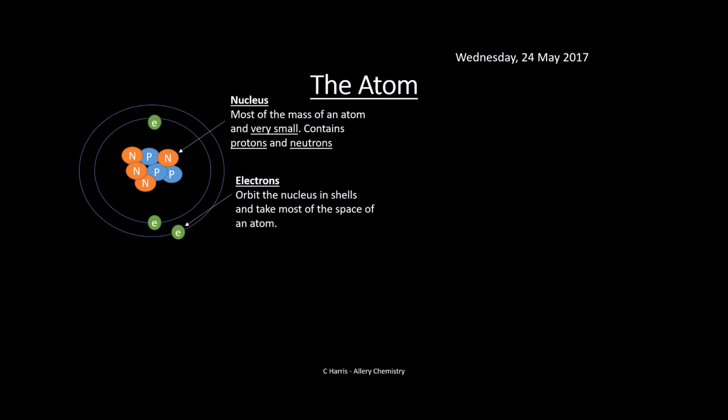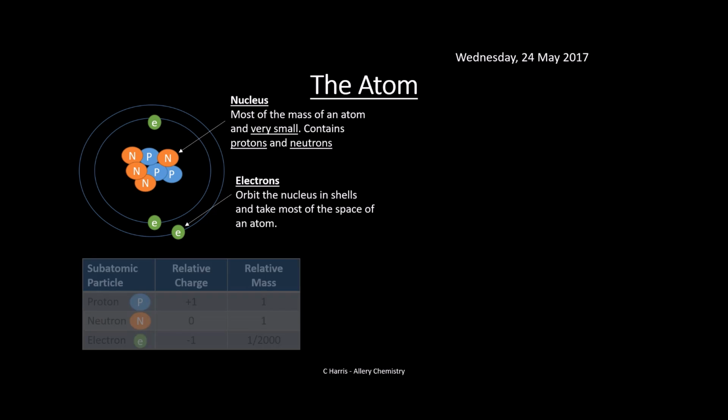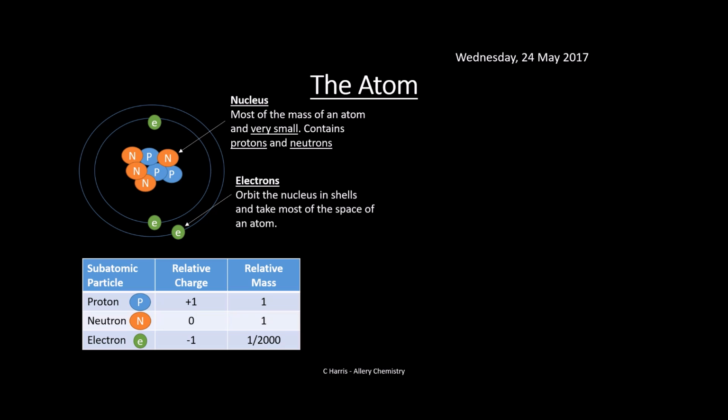Electrons are in shells, and they orbit the nucleus, and they take up most of the space of the atom. Now you need to know the relative charges and masses of these. For a proton, the relative charge is +1. The mass of it is 1. Neutrons have no charge, they're neutral, so that's 0 charge. Relative mass is the same as that of a proton. And electrons have a negative charge, that's -1, but their relative mass is 1/2000. So it's not 0, and they do have a mass, it's just very small. Remember, this is the relative mass as well, not the actual mass.